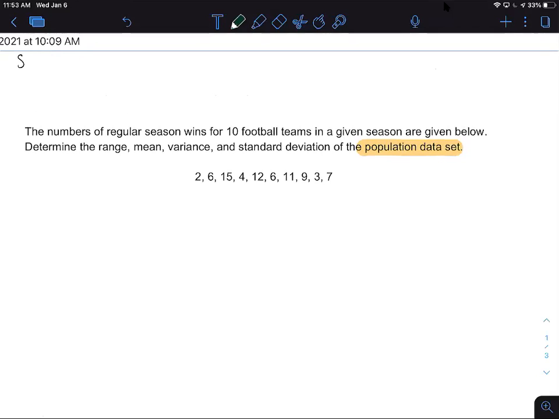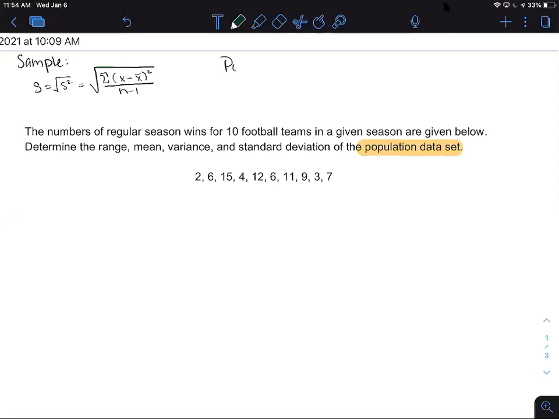Okay, so when we're looking at sample, for the standard deviation, remember that's the square root of your variance. So S equals the square root of S squared, and this is going to be the square root of the summation of x minus x bar squared over n minus 1.